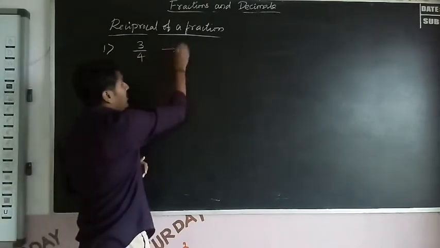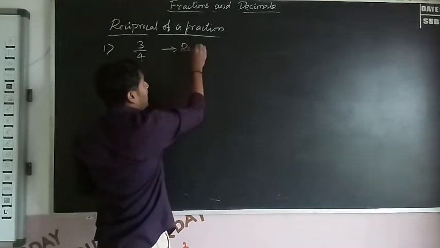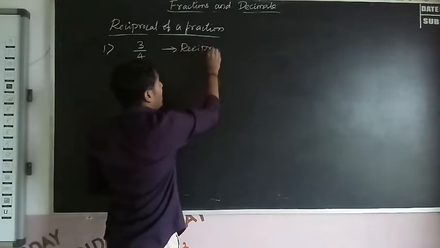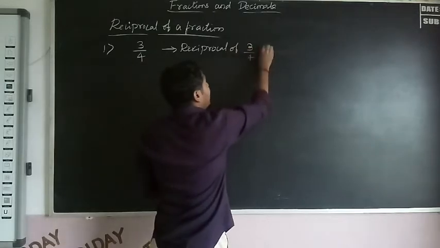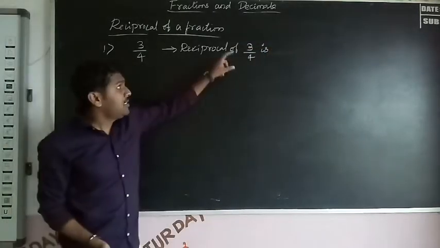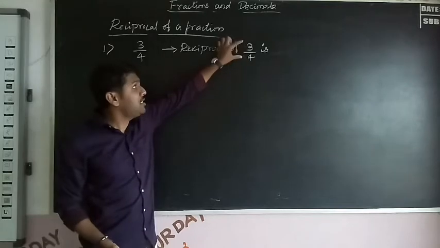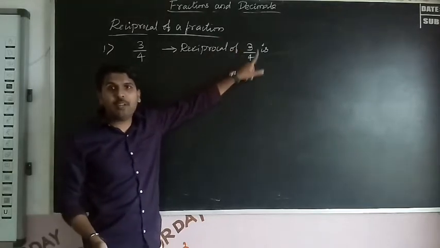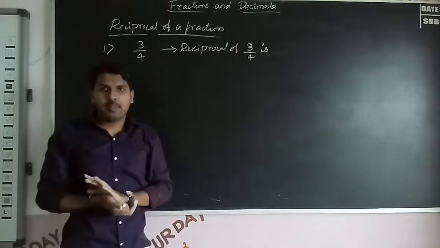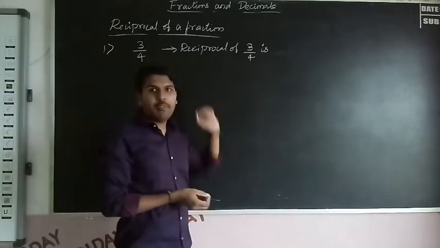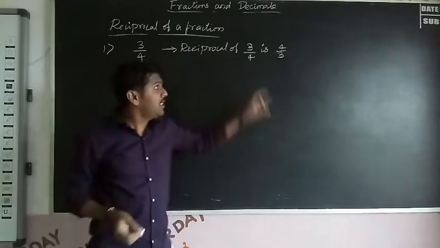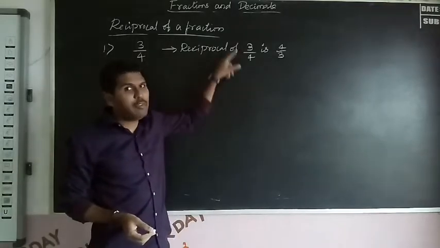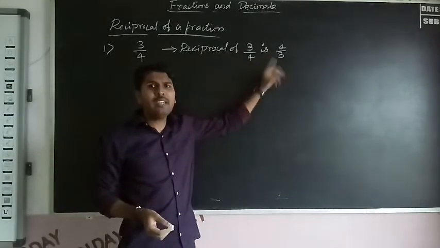So reciprocal of 3 by 4 is, just reverse it. Just shift this numerator to denominator and denominator to numerator. You will get the reciprocal of a fraction. That is, 3 by 4 is 4 by 3. Just reverse it. Okay, 3 by 4 is there. Reciprocal is 4 by 3.